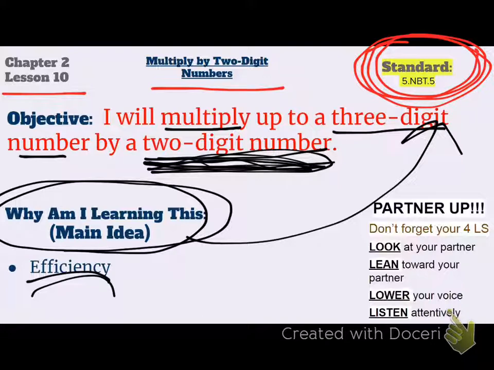And it'll also help you with money. So if you buy something for $3.16 and you want to buy 15 of them, you'll hopefully be able to figure out if you have enough money. So again, I'm going to help you multiply a 2-digit number by something larger in today's lesson.